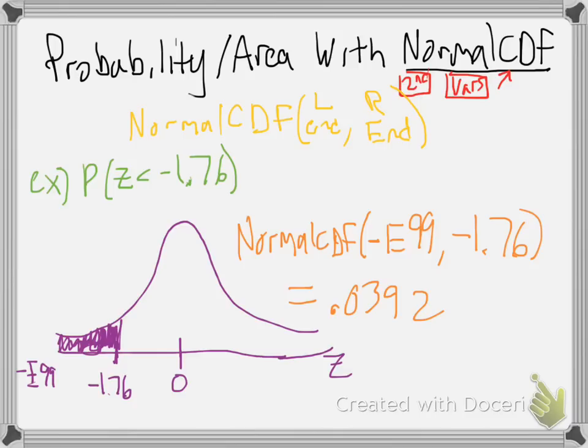So these 3 examples show you how to use the normal CDF. In the first example, we had a problem that was less than. Some keywords for less than are at most, less than, or below. We found z as negative 1.76 and did the area to the left. So for any area to the left, we start with negative infinity, negative E99, to whatever that number is.